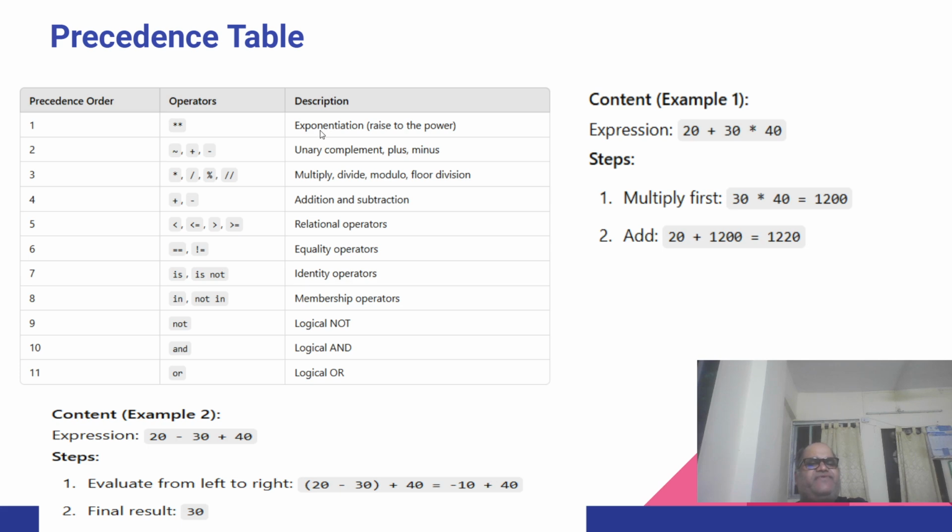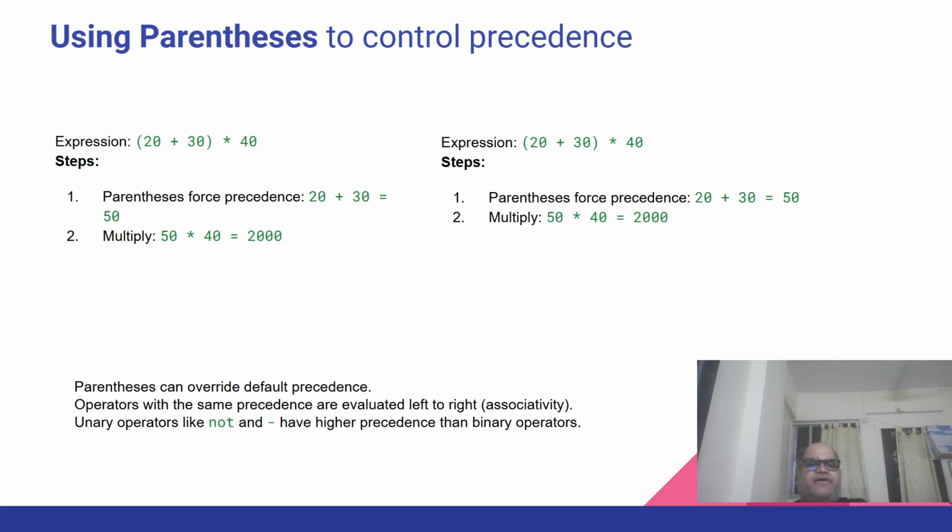What you need to remember: exponentiation first, unary operators like negation, plus and minus, that change the sign, second. Then you have multiply, divide, modulo or floor, left to right. Then comes addition and subtraction. Then your relational operators, equality, identity, membership, and then logical not, and, or. So you have to keep this order in mind.